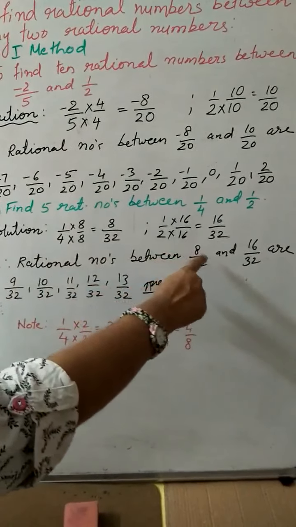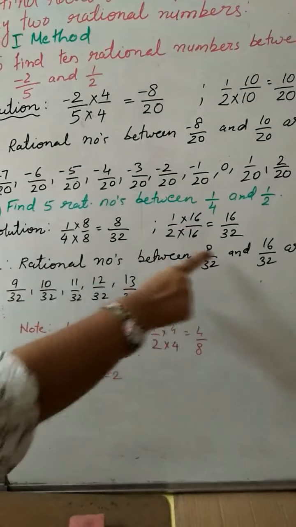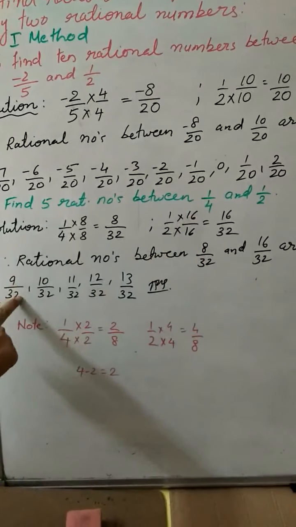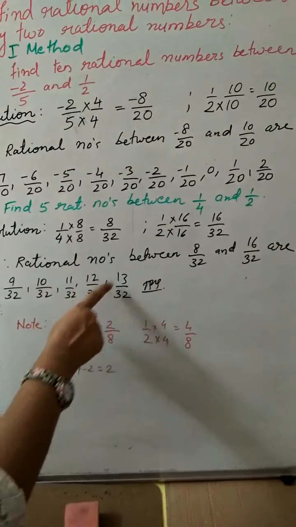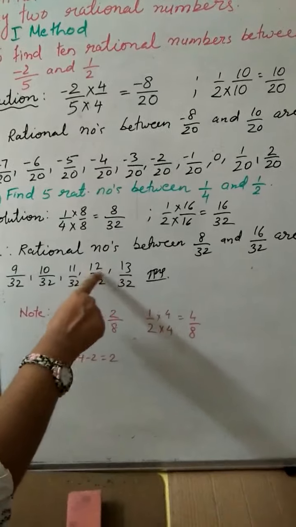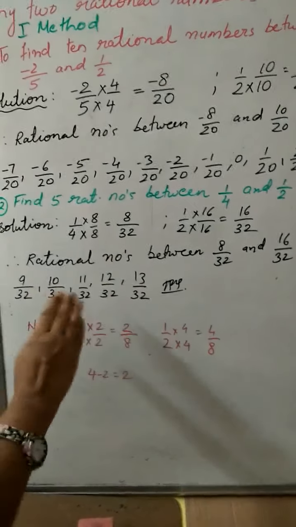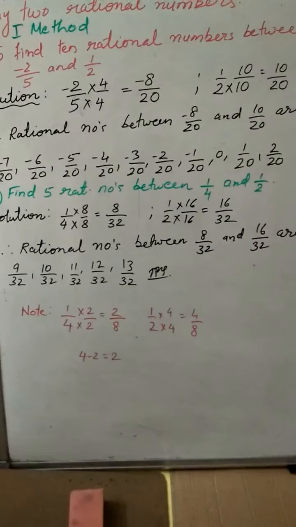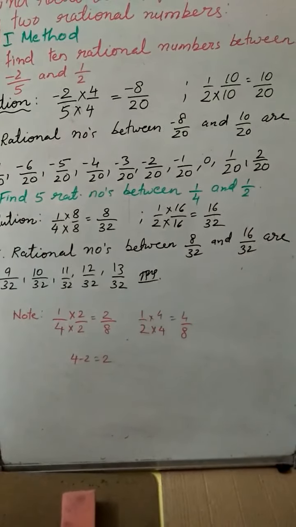You have to keep on going towards the right side of the number line. So after 8, that is 9/32, 10/32, 11/32, 12/32, 13/32. It is not like there is no rational number between these two numbers. We can find that also. But this is one of the simplest methods to find rational numbers between two given rational numbers.